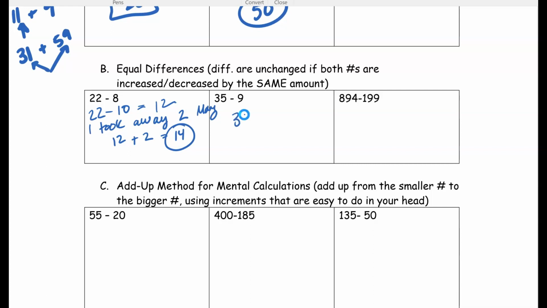Same thing here. So 35, instead of minus 9, I could just do minus 10 and get 25 because that's easier.